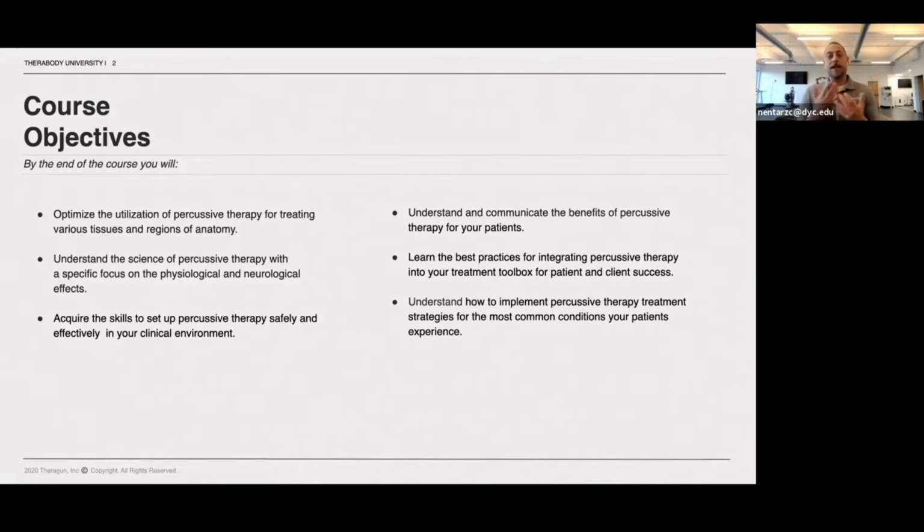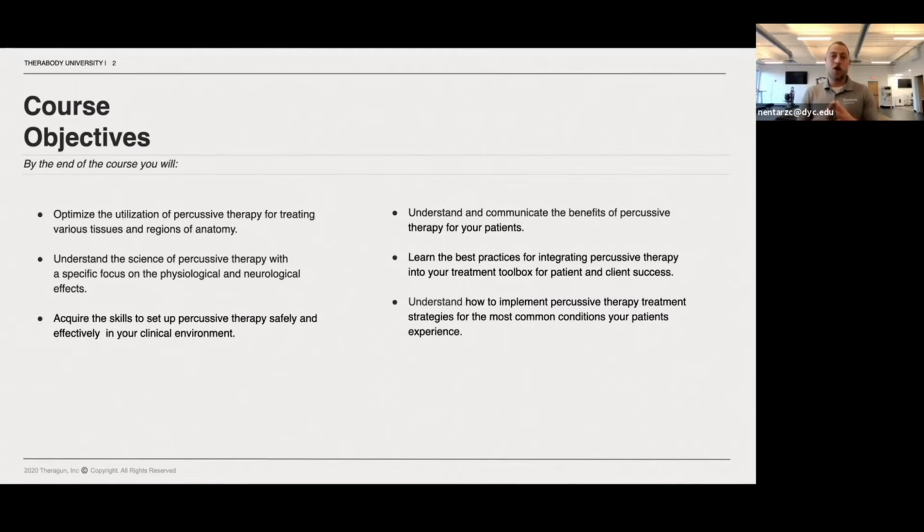Number two, we're going to understand the science of percussive therapy with physiology and neurology in mind. We know that we can increase blood flow with manual therapy techniques. We can improve tissue glide. Our techniques also have an effect on the nervous system, and we're going to lean heavily into the nervous system when we discuss the modalities of percussion and vibration.